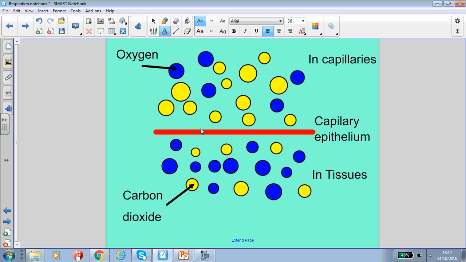So external, between the lungs and the blood, internal, between the blood and the tissues. And it's very important you understand the difference between those two processes.